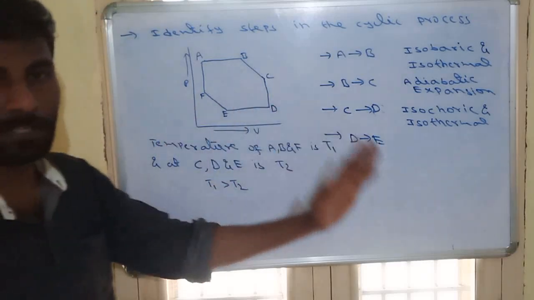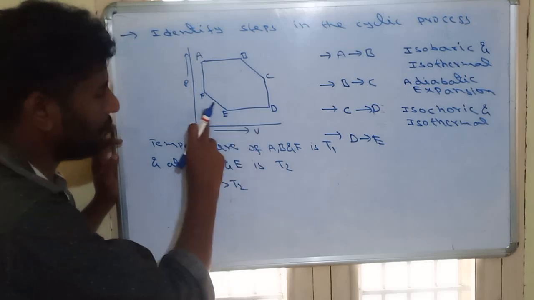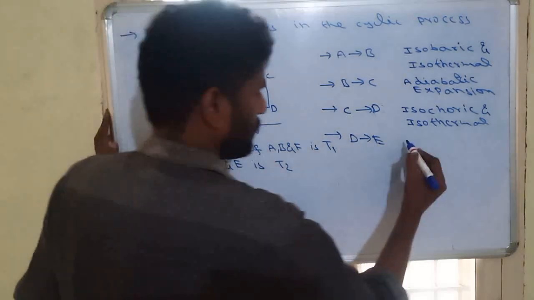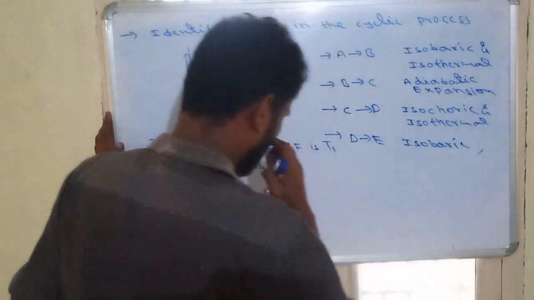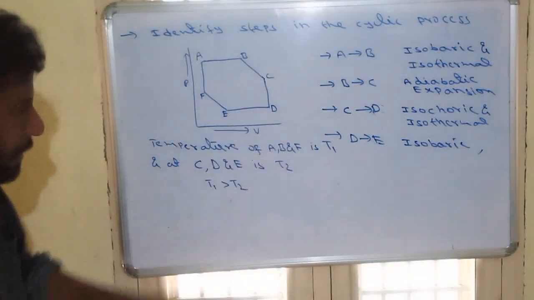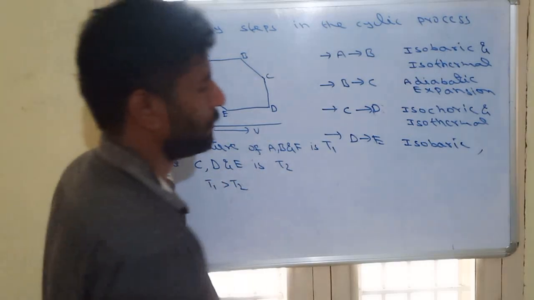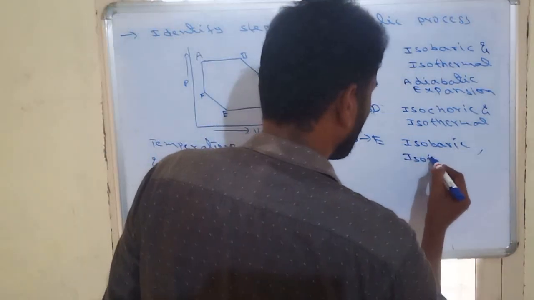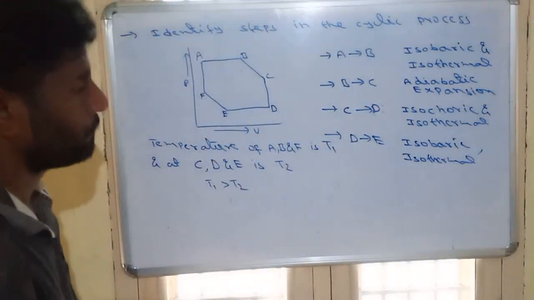Similarly, the next one is D to E. So you can imagine what the process is. In D to E, pressure is constant. Since the pressure is constant, it will be isobaric. And D and E, both are the same temperature, T2. Hence, it is also isothermal.